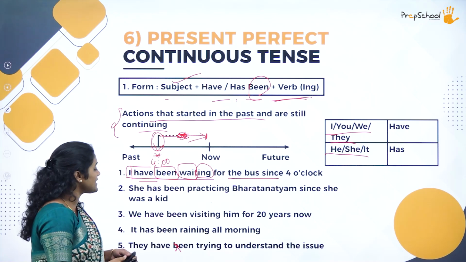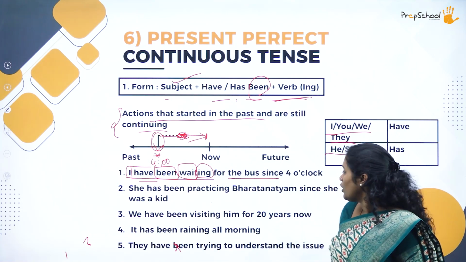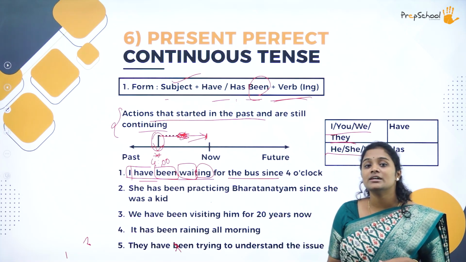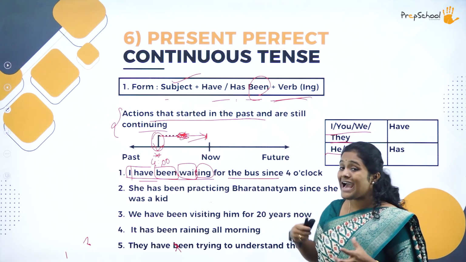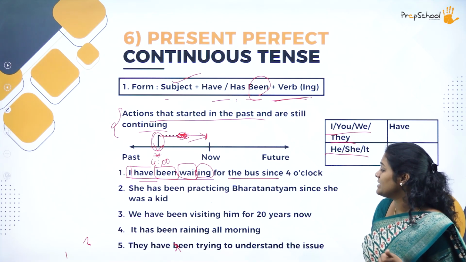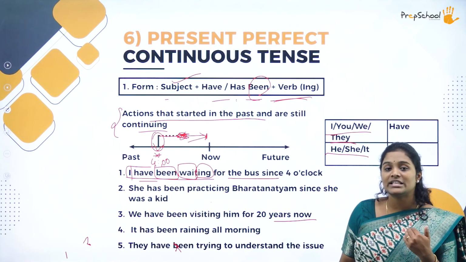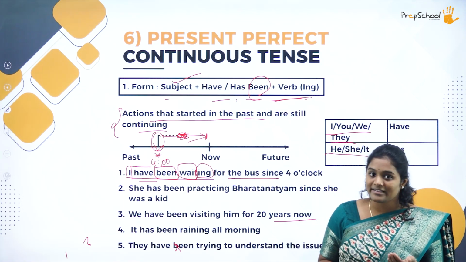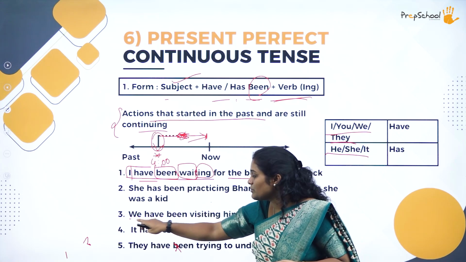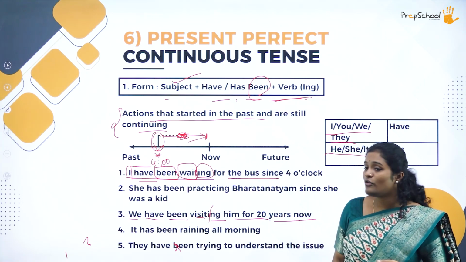Let's look at a couple of more examples. She has been practicing Bharatanatyam, okay, since she was a kid. We see the subject has been because it is she. Then you see we have been visiting him for 20 years. Now you have to see if it is in accordance with the format that is given to us. We, subject, have been visit plus ing, visiting him for 20 years.